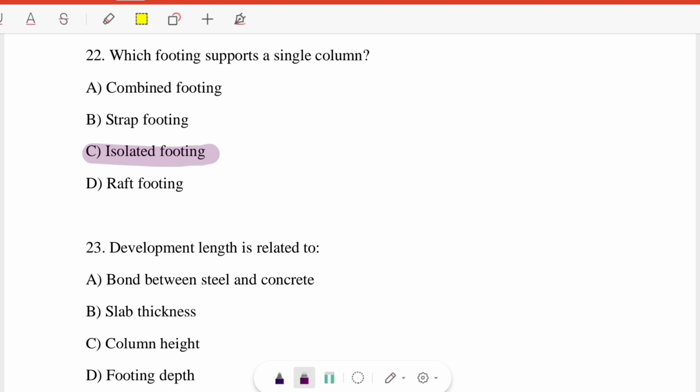So next question, development length is related to option A bond between steel and concrete, option B slab thickness, option C column height, and option D footing depth. The correct answer is option A bond between the steel and concrete.